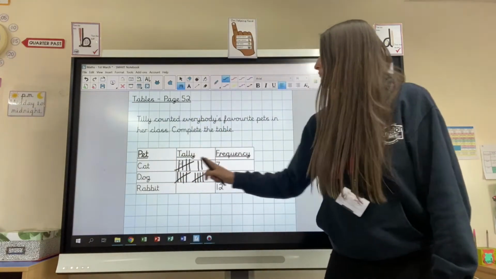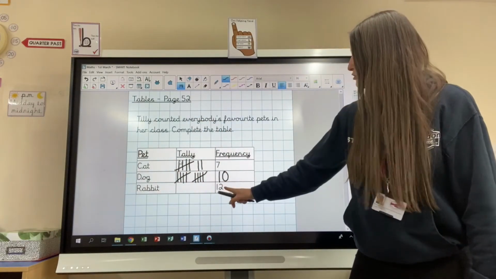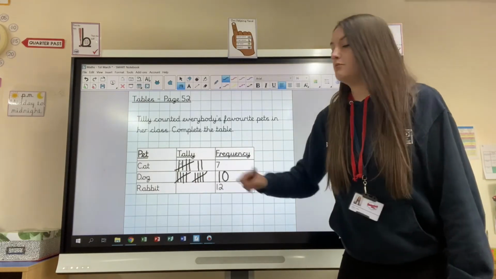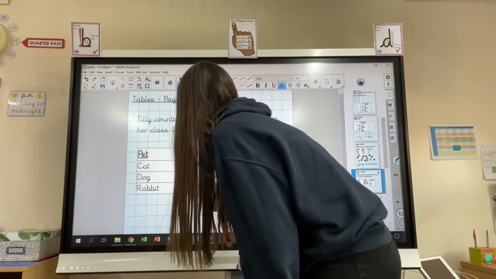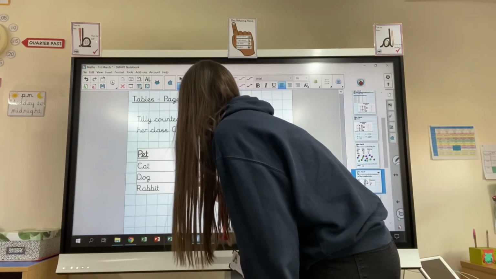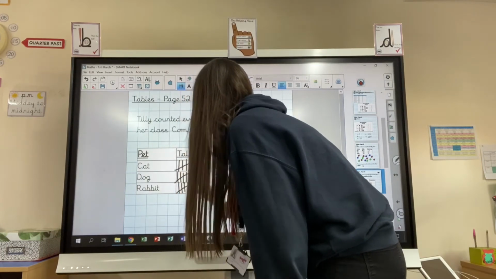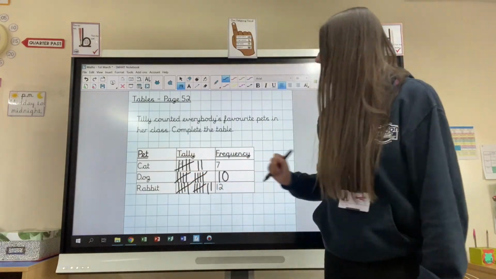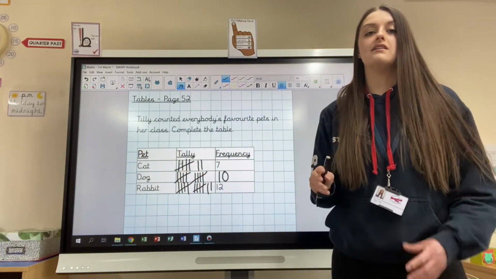And then my rabbit tally is blank. I've got 12 on the frequency box in the column there. So I'm going to represent 12 on the tally. 1, 2, 3, 4, 5, 6, 7, 8, 9, 10, 11, 12. Okay? So 2 5s and 2 1s there on the tally to make 12.